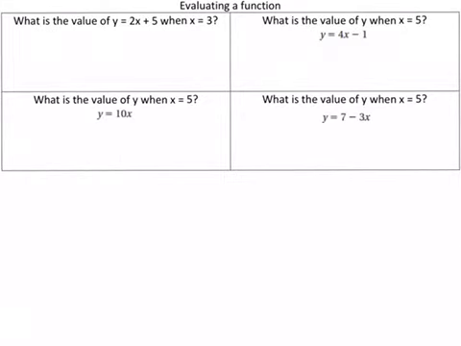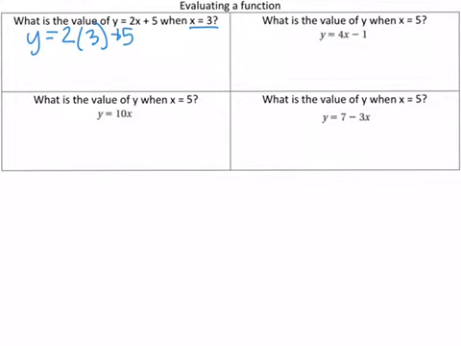And in these next problems, all we're doing is plugging in and evaluating a function. So what you're going to do is just do what it says. It says, what is the value of y equals 2x plus 5 when x equals 3? All you have to do is plug in the value for x. So we're going to substitute 3 in for x. So y equals 2 times 3 plus 5.